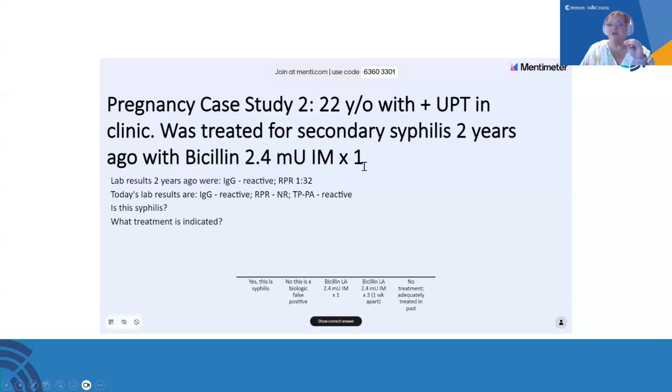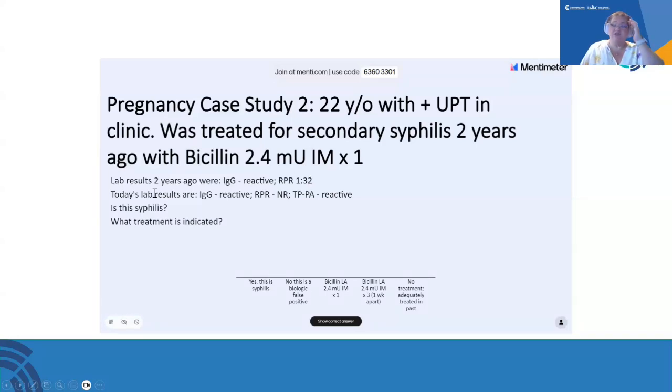Correct. That is the adequate treatment. She was adequately treated. And then her labs 2 years ago was RPR. Oh, she had reactive and an RPR of 1 to 32. Is this syphilis? We have 2 that agree, right?